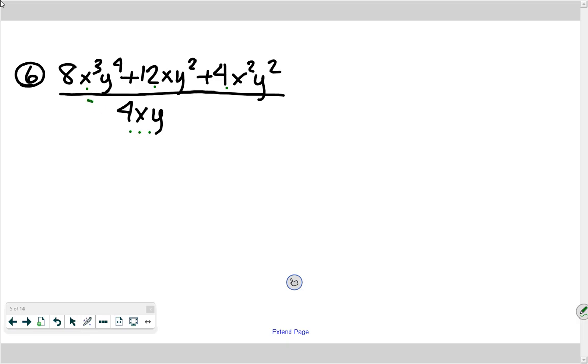If I look at just these two right now, I'm going 8 divided by 4, which is 2. I went up to the top. Now I subtract. This one has a 1, this one has a 1. So when I move it up here, I'm subtracting 1 from each one of these, which would make it x to the second, y to the third.